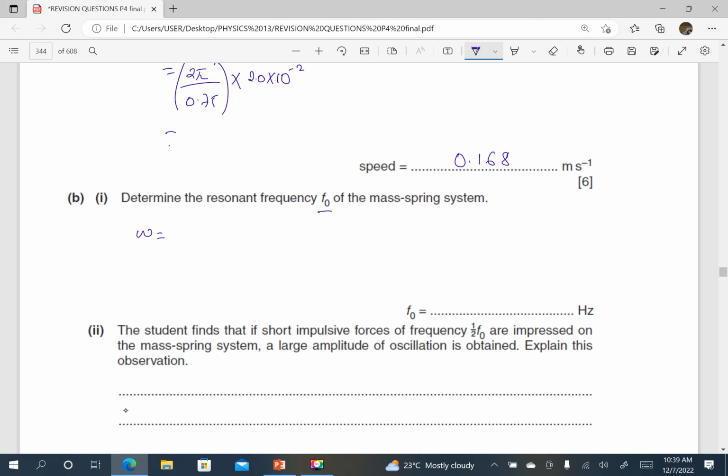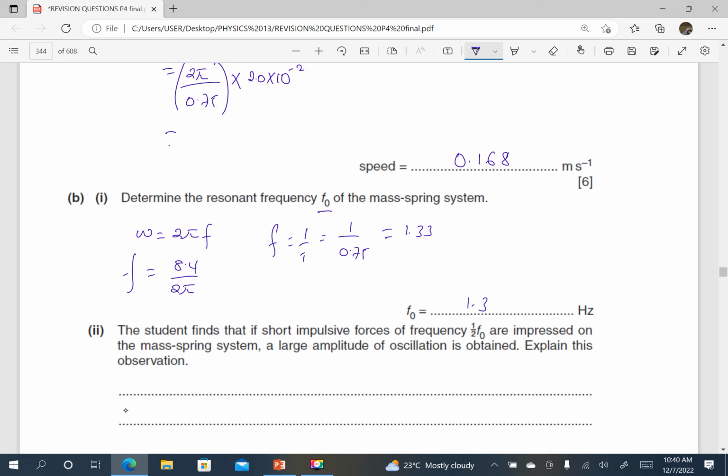Omega is equal to 2 pi f. So the frequency is going to be omega, which is 8.4 divided by 2 pi, or I can just get f equals 1 over T, 1 over the period, which is going to be 1 divided by 0.75. I think that is even easier. 1 divided by 0.75 gives me 1.33. So the resonant frequency is going to be 1.33.